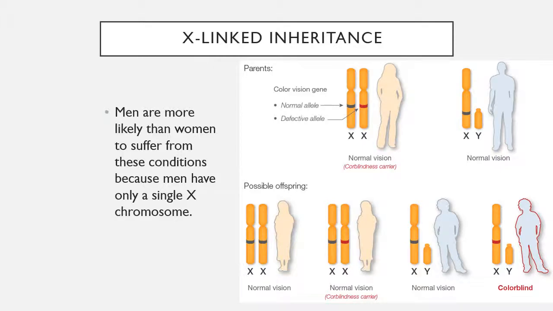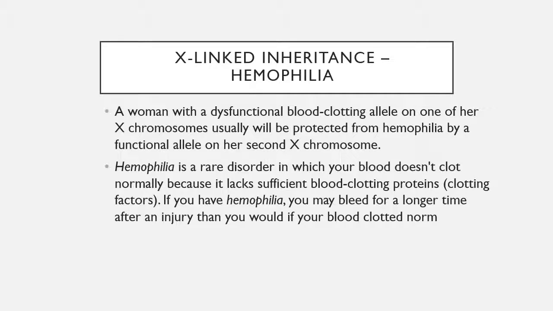So another example of an X-linked trait is hemophilia, and this is where your blood doesn't clot normally because it lacks sufficient blood clotting proteins. So if you have hemophilia, you might bleed for a longer time than normal after an injury than you would if your blood clotted normally. So sometimes people with this, especially a long time ago, would die more easily from injuries that would be minor to someone else because their blood can't clot.